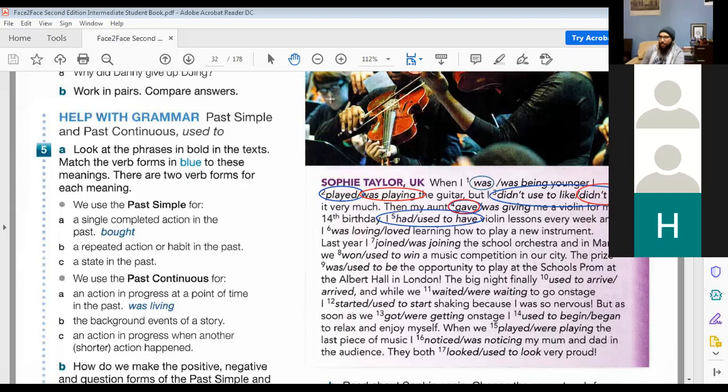Okay, but what do you want to choose? Same thing? "We didn't. I had." Okay. But even I wrote it, this is a repeated action. Okay. Yeah. "Every week, and I loved learning how to play new instruments." I love it. So same answer for both.